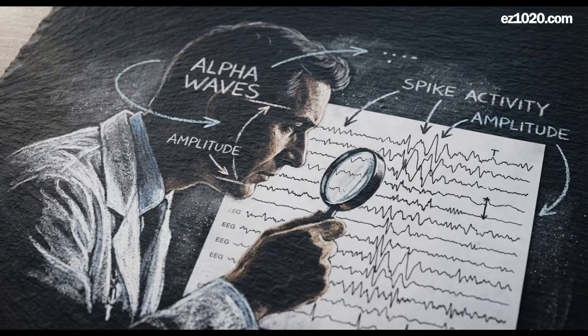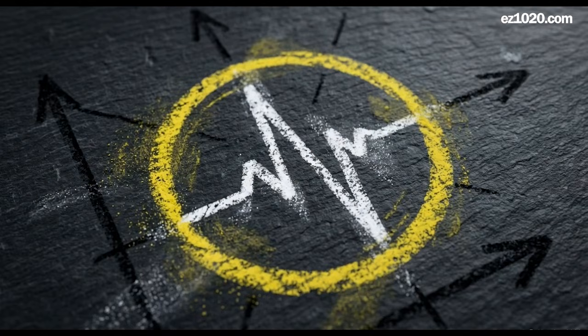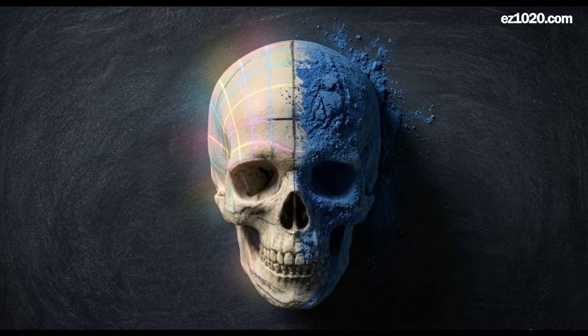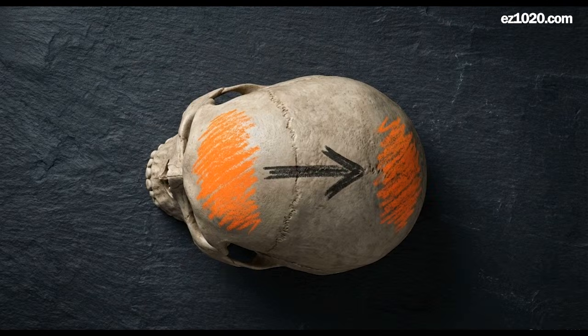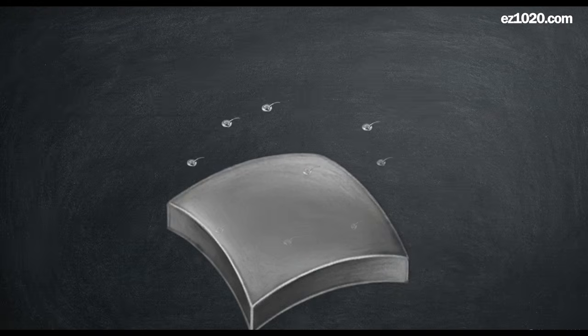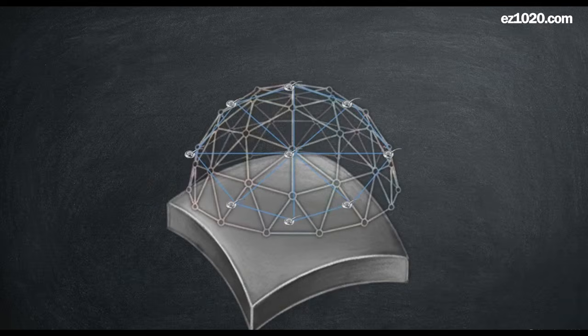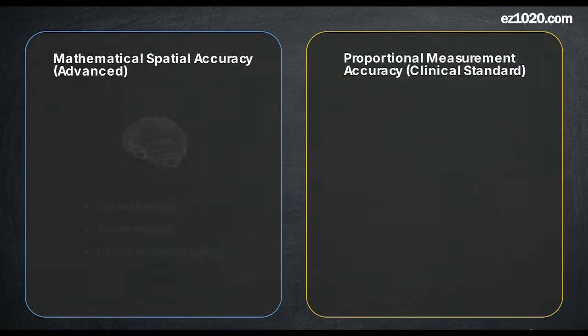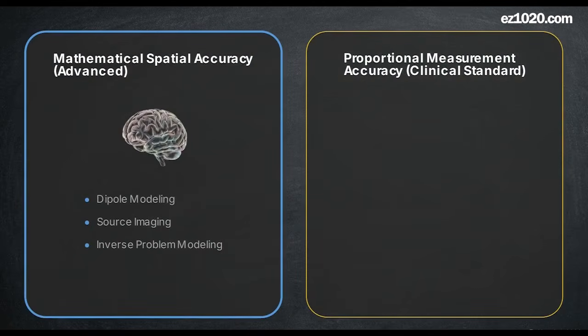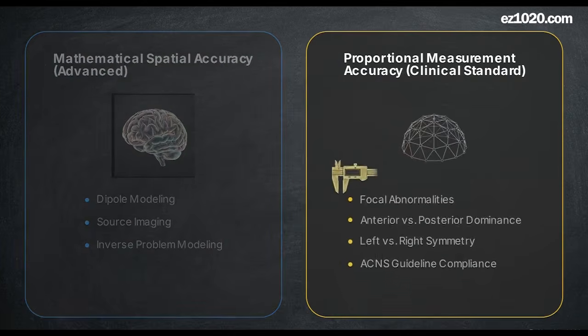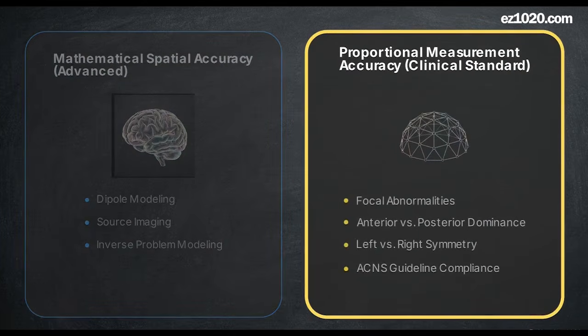Routine EEG is a diagnostic tool. Identifying focal abnormalities, determining lateralized slowing, and establishing anterior versus posterior dominance all require an accurate spatial distribution across the scalp. While the mathematical models in column A require 3D coordinates, the diagnostic requirements in column B rely entirely on the proportional measurement of the 10-20 system.